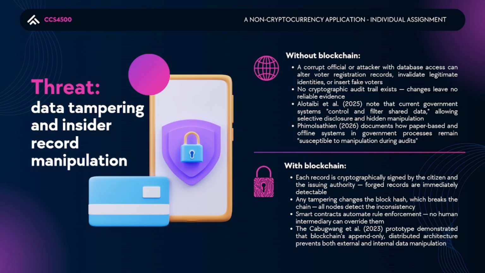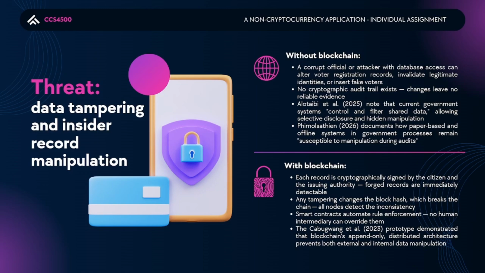And this is exactly the vulnerability documented in the procurement context by Filmo Satyen, where paper-based scoring and offline decisions and records were routinely manipulated. And in an identity or voting system, the consequences are even more severe as you can disenfranchise citizens or even steal elections. So, blockchain addresses this vulnerability through three mechanisms.